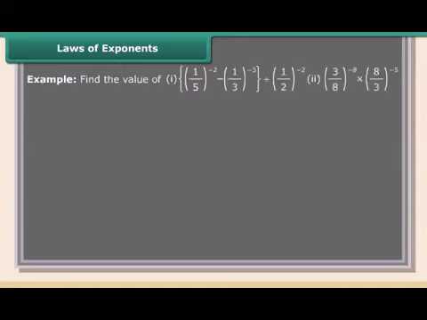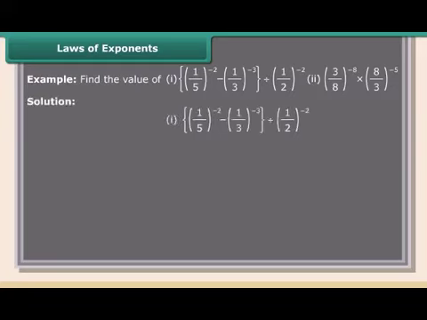Example: find the value of (1/5)^(-2) minus (1/3)^(-3) divided by (1/2)^(-2), times (3/8)^(-8) into (8/3)^(-5).